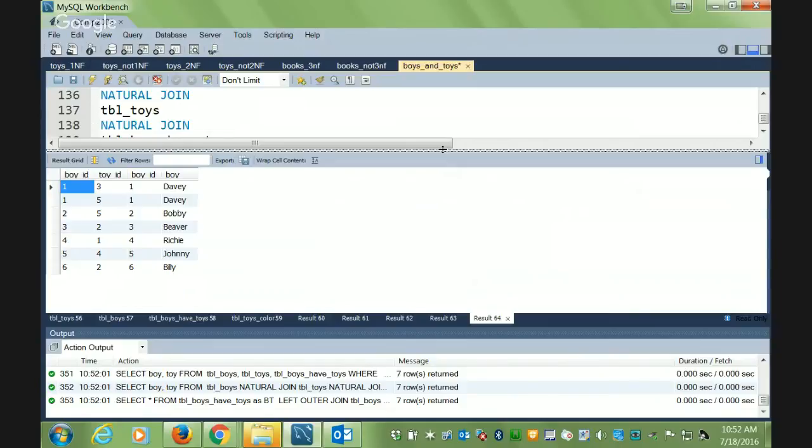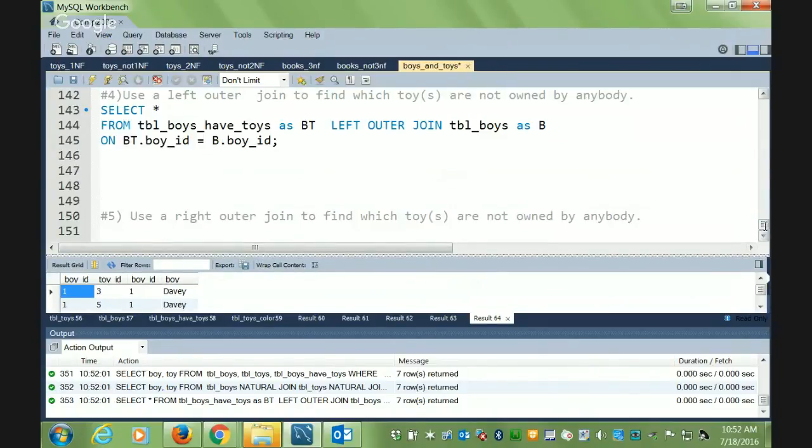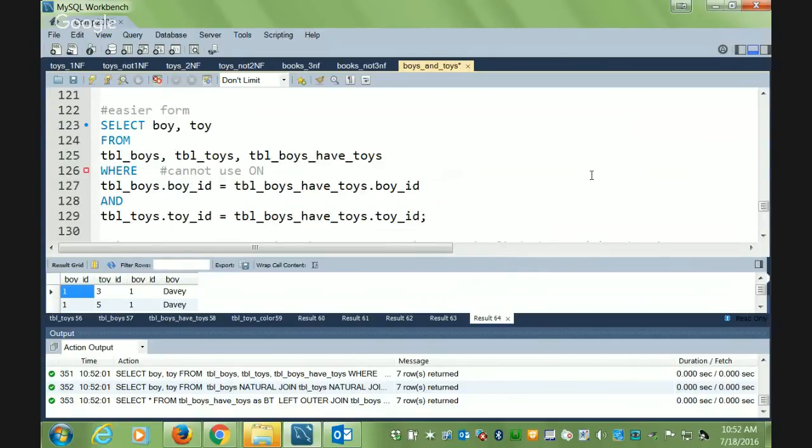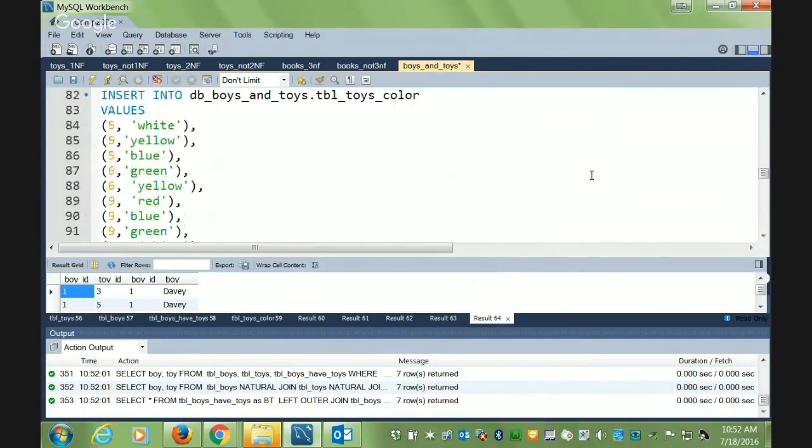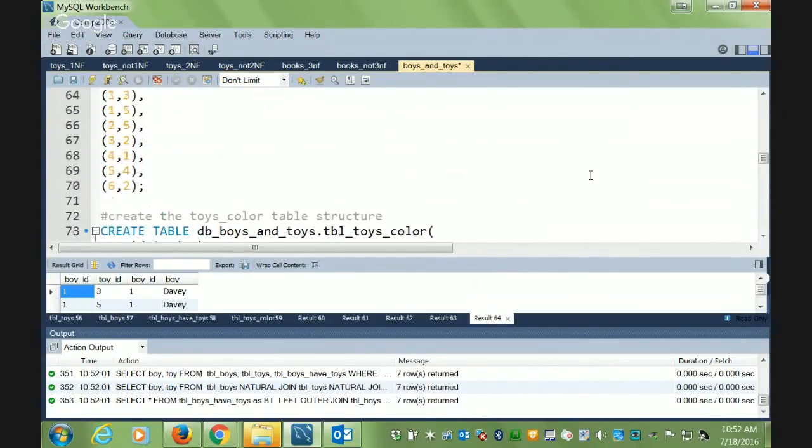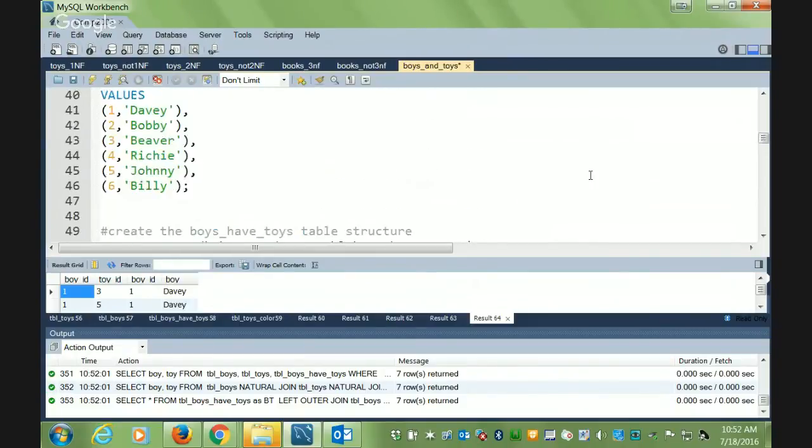So let's remove something to see how it works. Remove something from your table, guys. Otherwise, how will I show you? Take a boy that doesn't have a toy. Every boy has a toy, it looks like. Or you can add a new boy. Do we have a boy who doesn't have a toy? 1, 2, 3, 4, 5, 6. All boys have toys. Okay, so remove a record.